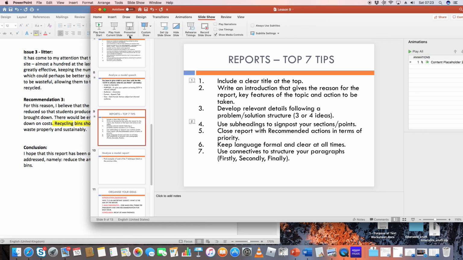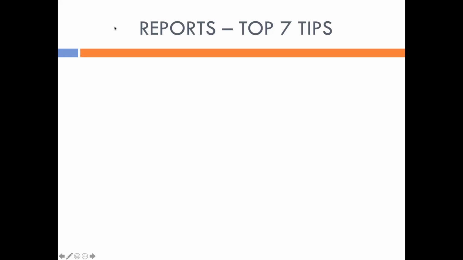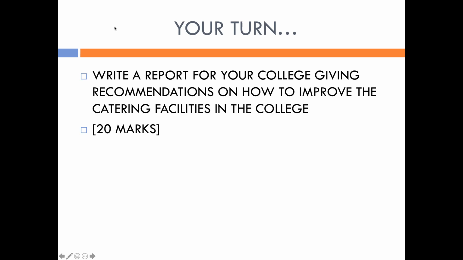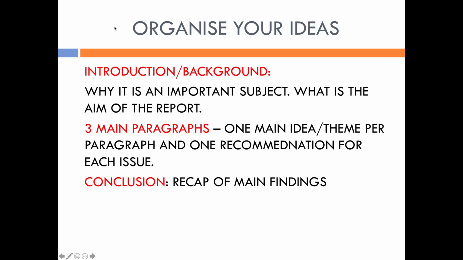So to finish with them, I'm going to give you the task. What we're going to look at is going to get you to write a report. So, organisation of the ideas in the report. Introduction, background: why is it an important subject? What is the aim of the report? Why is it an issue? What are you going to achieve with it? One main idea or theme per main paragraph and a recommendation for each issue, as we've seen. Then a conclusion, a recap of main findings and main recommendations. So again, it's using that 5-point paragraph plan, but in a slightly different way.